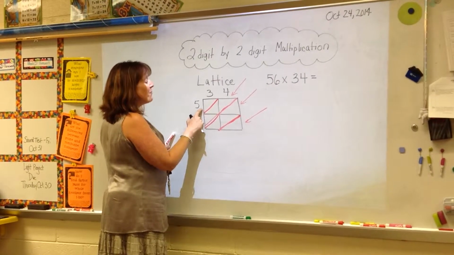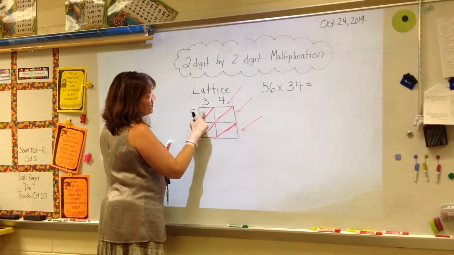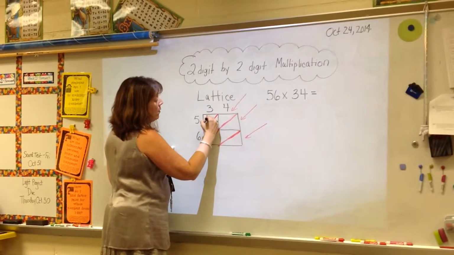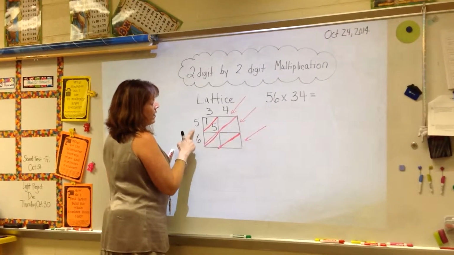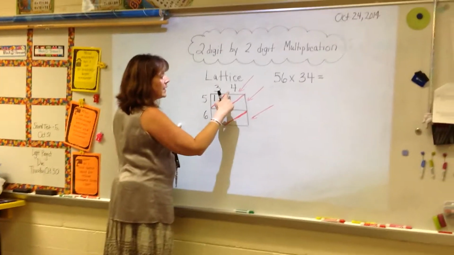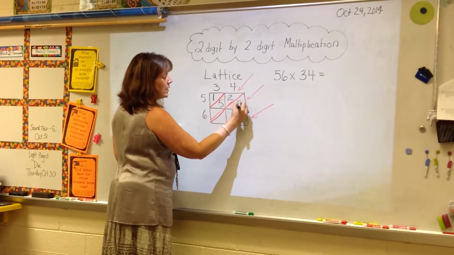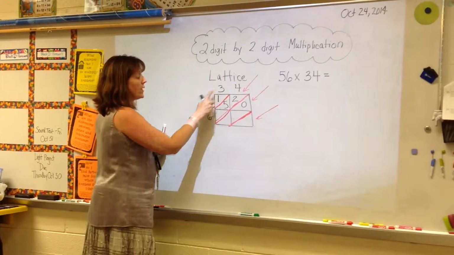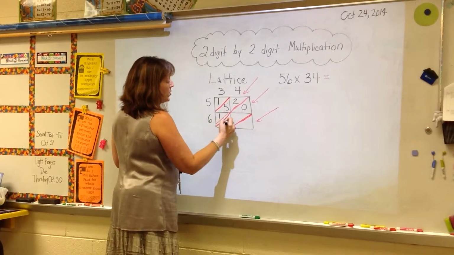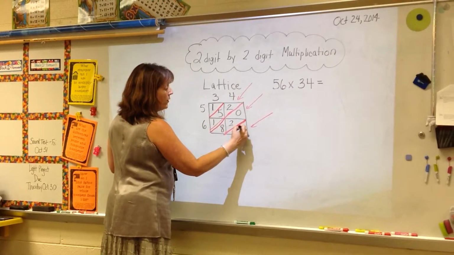We're going to multiply 5 times 3. 5 times 3 is 15. So I have this box to put it in. I'm going to put 1 and 5. 5 times 3, 15. Then I'm going to go to this box, and it's going to be 5 times 4, which is 20. 2 and 0. 3 times 6, which is 18. And 6 times 4, which is 24.